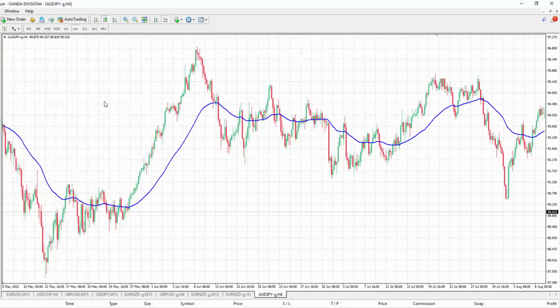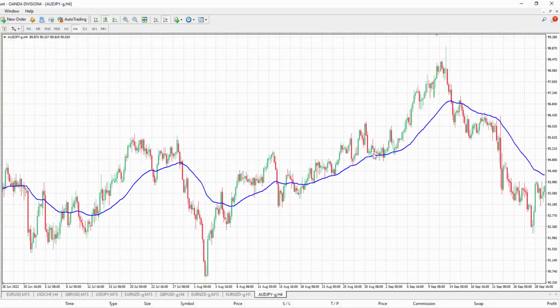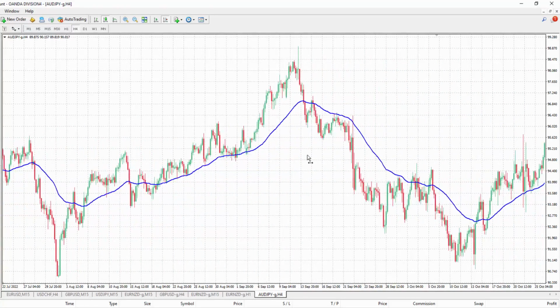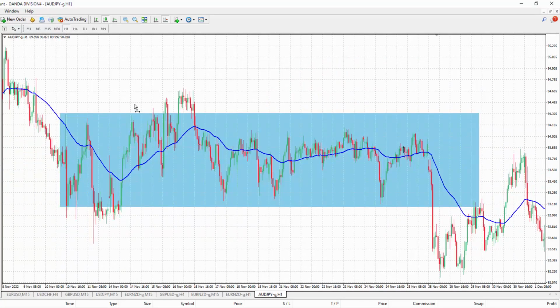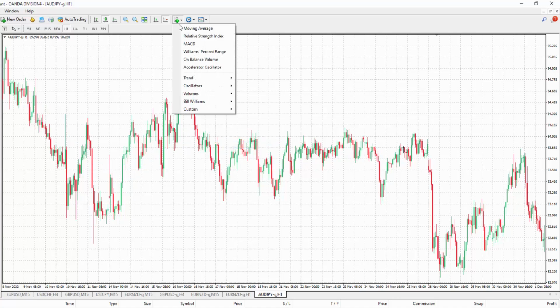But if we go to 4-hour charts, you can see whenever there is a trend in place, moving average gives you good signals. So I think I'll remove this. So this is the moving average. It's a trend indicator. We have other trend indicators.